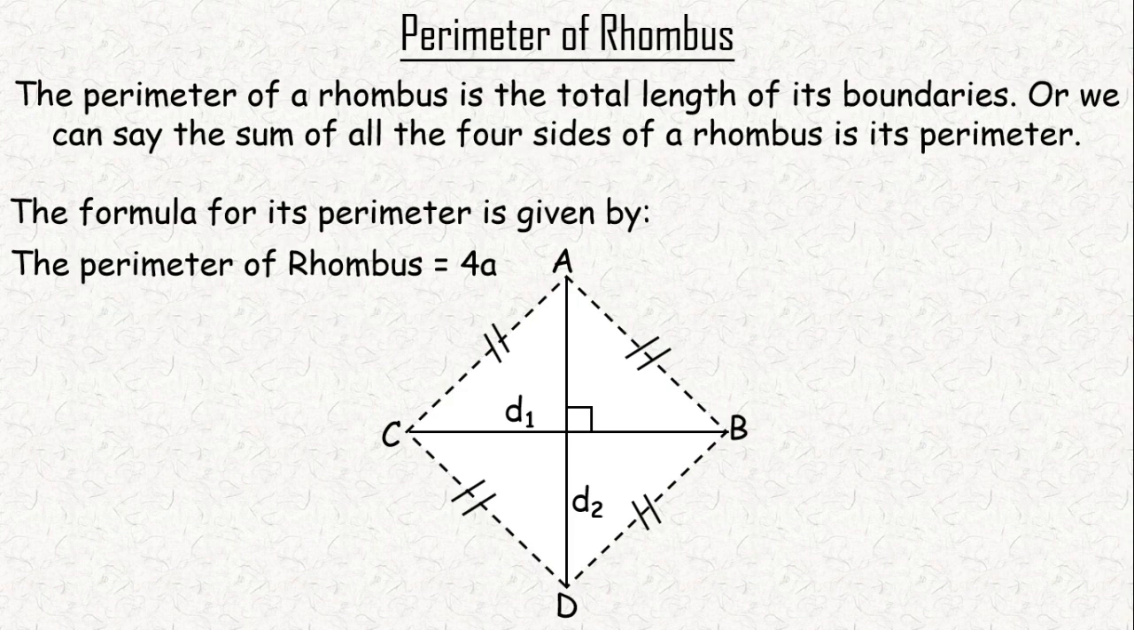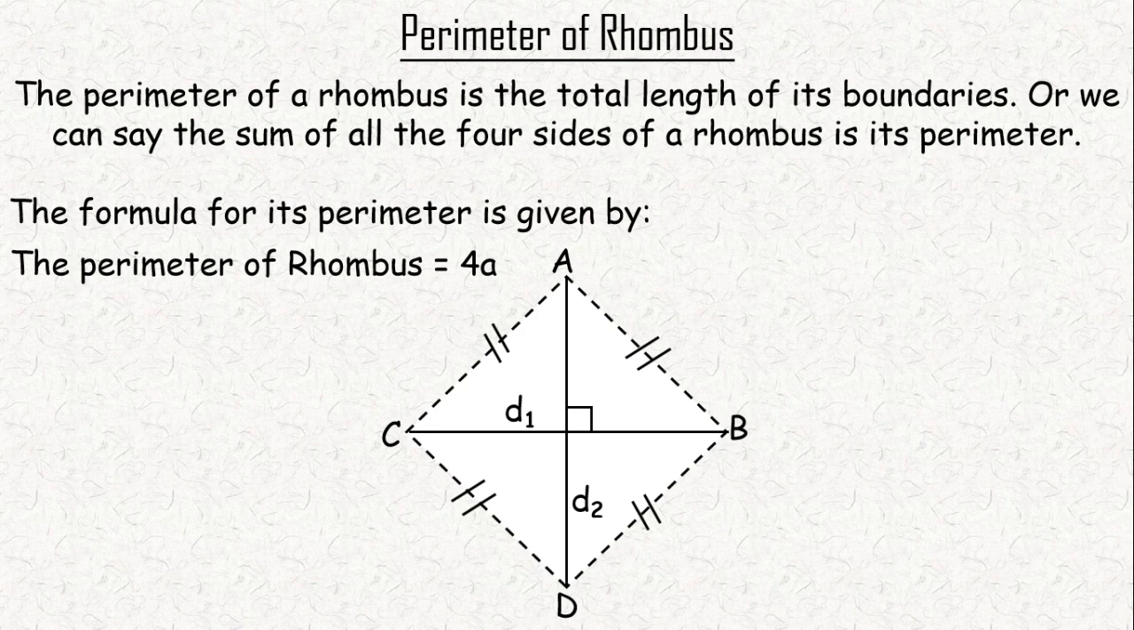Next, perimeter of rhombus. Here the perimeter of a rhombus is the total length of its boundary, or we can say the sum of all 4 sides of the rhombus is its perimeter. The perimeter is simple, that is the sum of the boundary of a quadrilateral or any shape. When we ask for some perimeter, it's the sum of the length of the boundary of the shape.